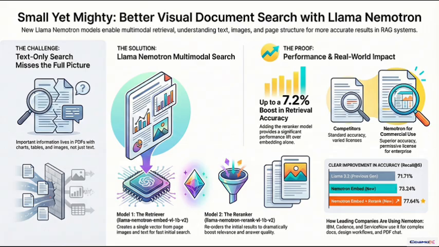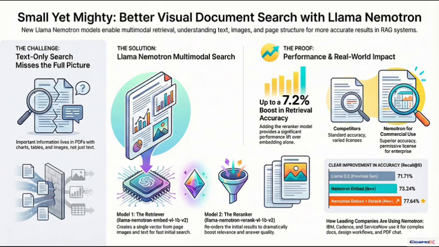So the big takeaway here seems to be that visual RAG isn't just for massive experimental systems anymore. Not at all. We've got small, deployable models that solve this long-standing problem of ignoring visual data, and they plug right into the infrastructure companies already have. It really just fundamentally shifts the quality of AI reasoning over complex corporate data.